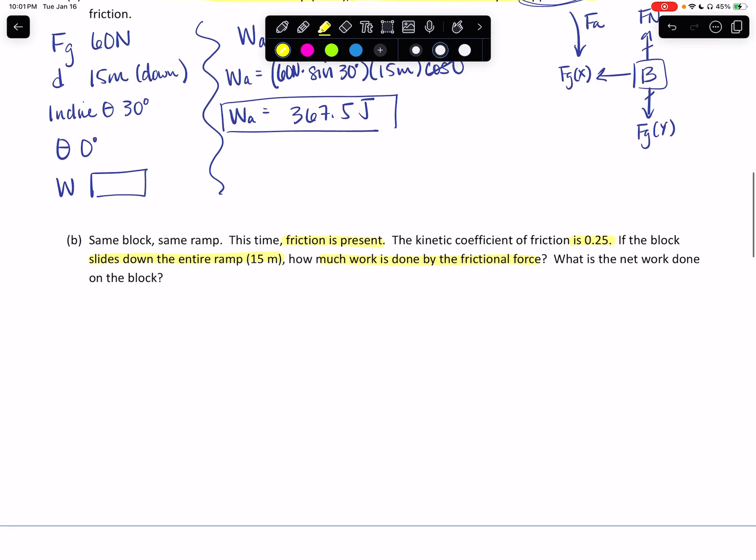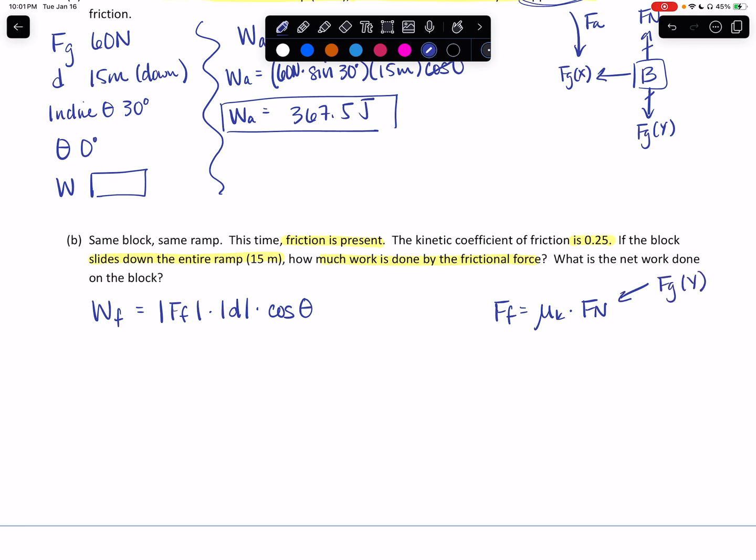All right, so this time I need to find the work due to friction. So that's going to be equal to my frictional force times displacement times the cosine of the angle between the motion and this particular force. So let's think about that frictional force. I know that's equal to my kinetic coefficient times the normal force. And if I look up at my free body force diagram, I know that normal force is equal to the y component of gravity.